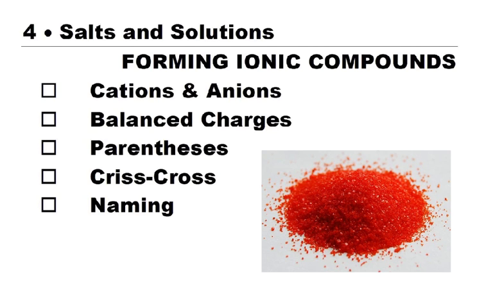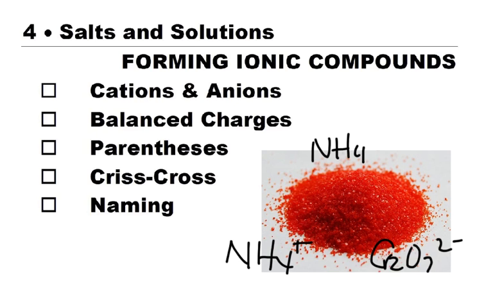And again, this guy here would be ammonium, and I'll do it correctly this time, dichromate, Cr2O7, 2 minus, and when those go together, I have a +1 and a -2, so I'm going to need 2 of my ammoniums and 1 dichromate, and the compound is ammonium dichromate. That's it.